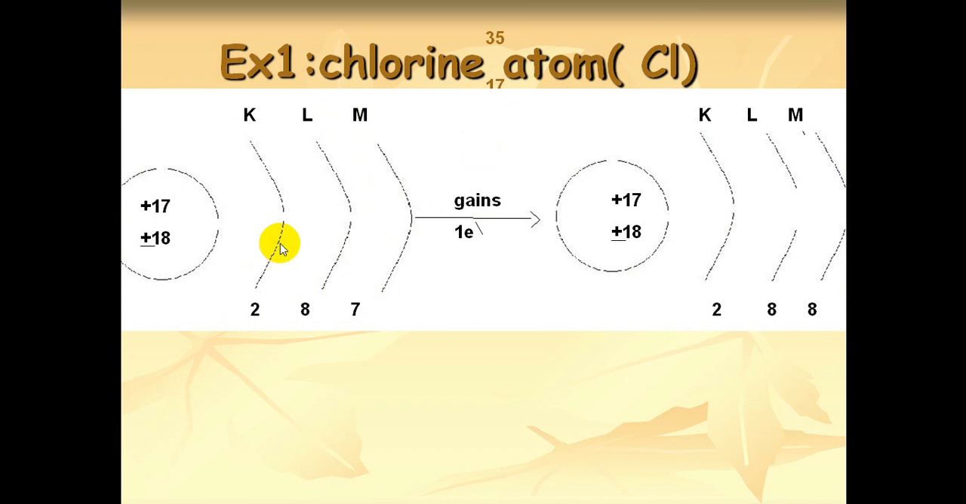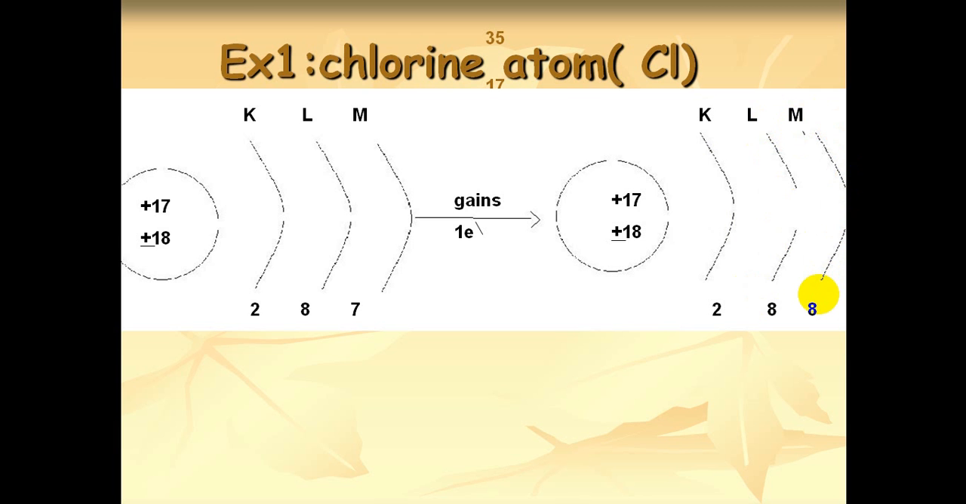As we said, the first level carries only 2. The second level carries up to 8, and the last one will carry 7, and all of them will be 17 electrons. Chlorine needs 1 electron to have 8 electrons in the outer shell. Here chlorine will gain 1 electron, and the first level stays 2 as it was, then 8, and the outer shell here will be 8, and in this case chlorine will be stable because it has valency 8.